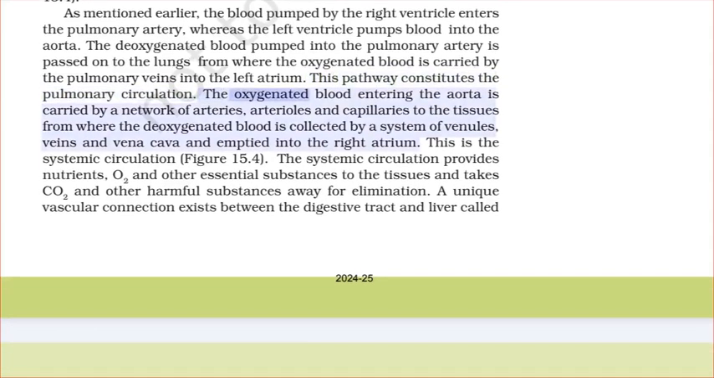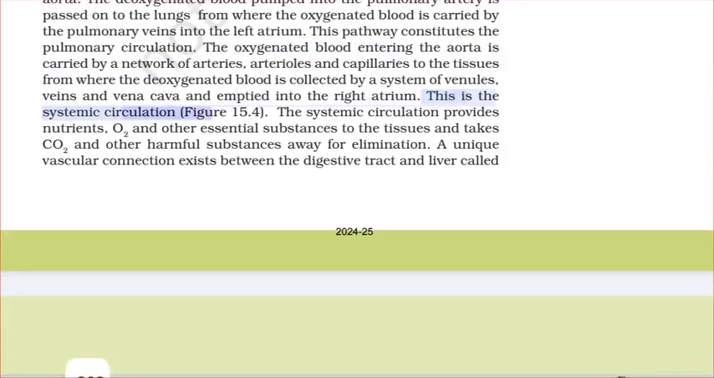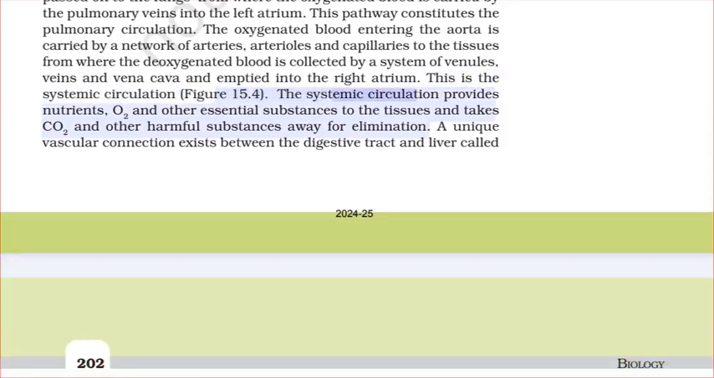The oxygenated blood entering the aorta is carried by a network of arteries, arterioles, and capillaries to the tissues, from where the deoxygenated blood is collected by a system of venules, veins, and vena cava, and emptied into the right atrium. This is the systemic circulation. The systemic circulation provides nutrients, O2, and other essential substances to the tissues, and takes CO2 and other harmful substances away for elimination.